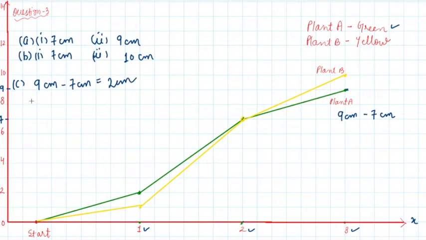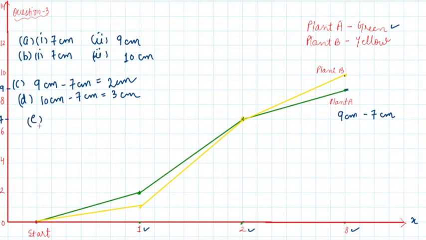Now, D part of the question is how much did plant B grow from the end of the second week to the end of the third week? It means we will take this difference. How much is this difference? This is 10 here and this is 7 here. So 10 centimeter minus 7 centimeter, it means it has grown 3 centimeter.